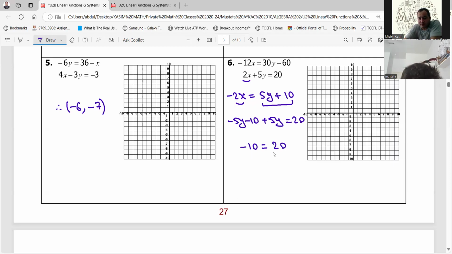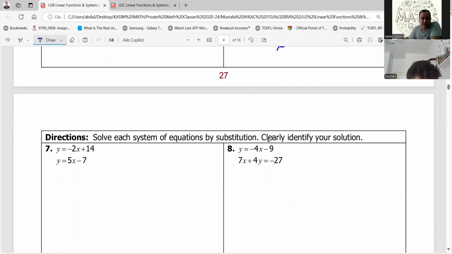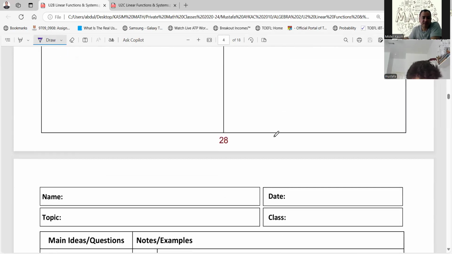Contradiction, negative 10 is never equal to 20. We don't have any variable that balances this equation. That's why this system has no solution. That means these lines are parallel to each other. Okay? All right, Mustafa, you have to practice these questions. How many do we have? I think 7.